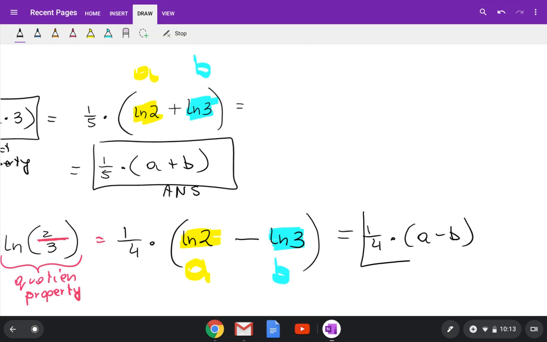So that's going to be the answer. We did a couple of problems like that. We're going to move to different examples now.